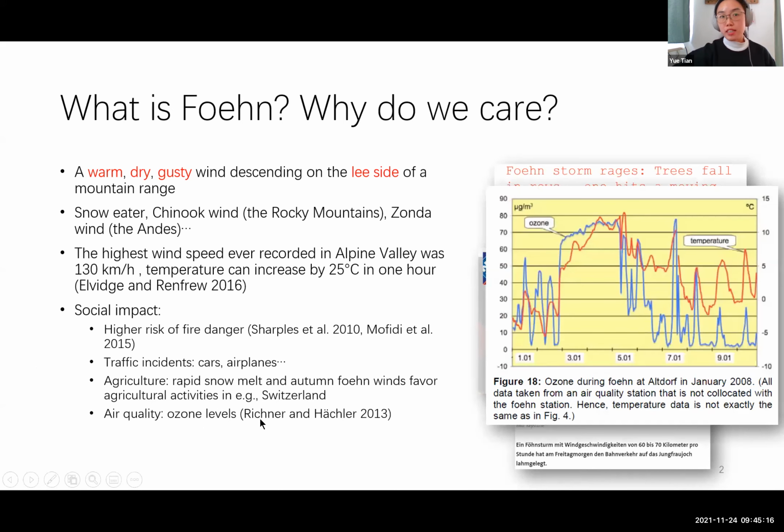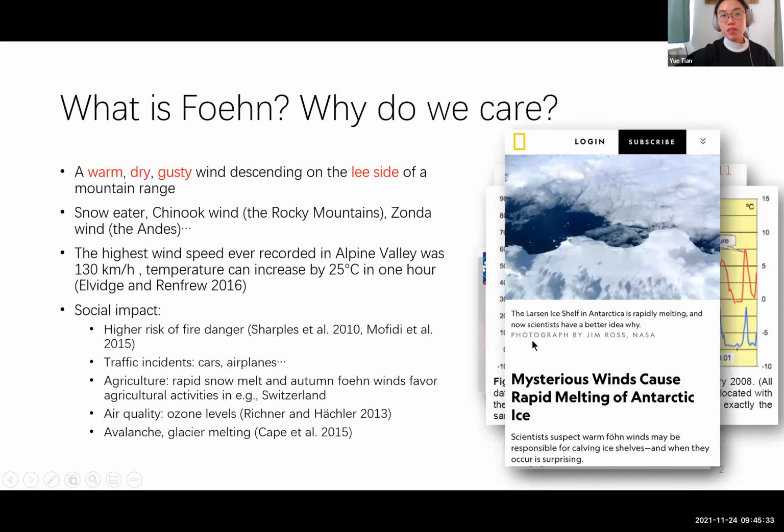And it also causes air quality issues. For example, the ozone levels increase rapidly, and at the same time the temperature increasing is a sign of foehn breakthrough in the valley. And it also can cause avalanche or glacier melting in Antarctica, for example. And some people also reported that they have headaches, foehn-related symptoms, and so on.